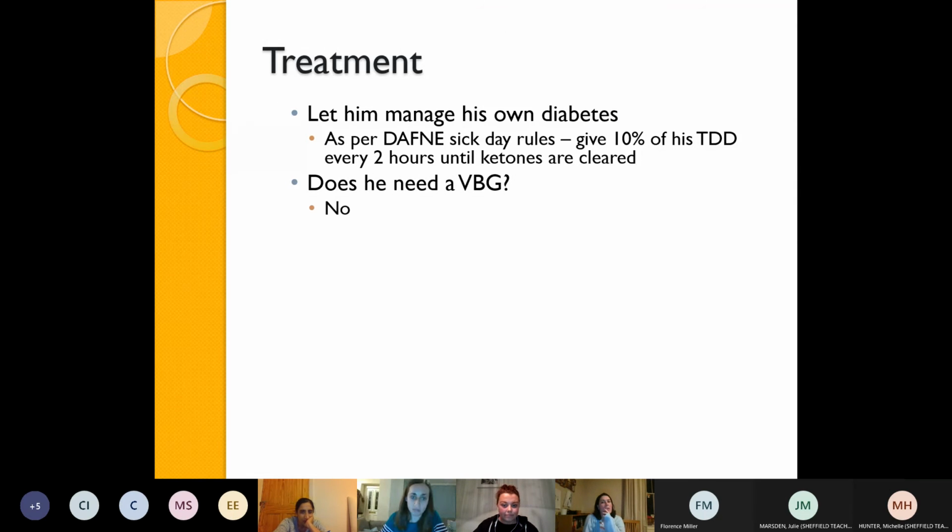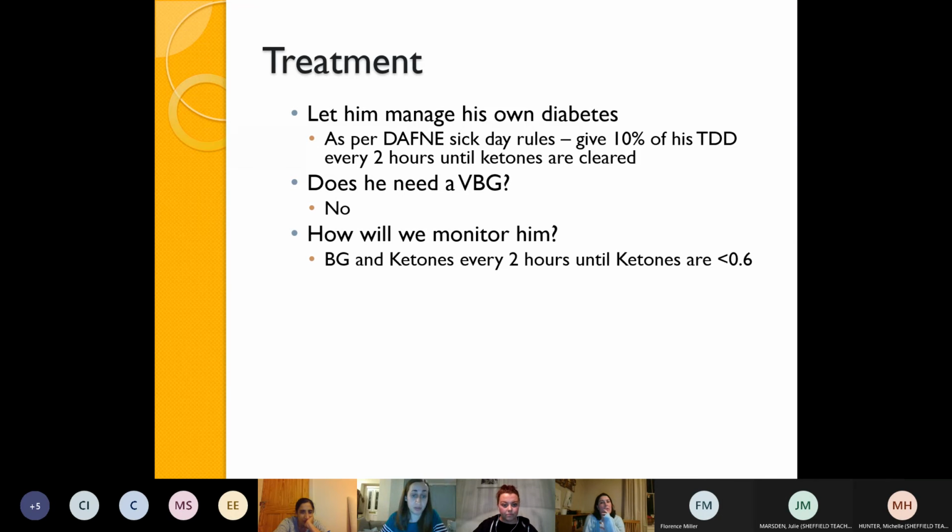So does he need a VBG? Not for this purpose, possibly for another purpose. And we'll do blood glucose and ketones every 2 hours until his ketones are less than 0.6. If you did it more frequently than that, every hour, that would also be fine, because he's obviously not a very well man, is he?